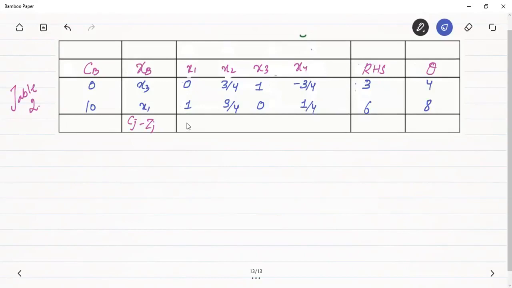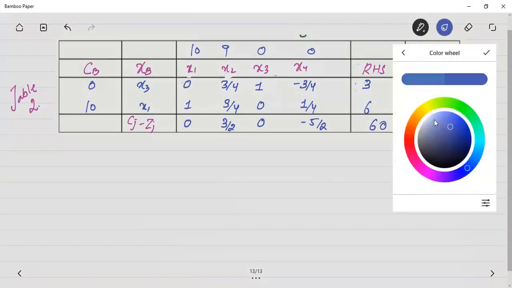चलिए यहाँ पे क्या आया था? CJ minus ZJ. 0. 3/2. 0 और minus 5/2. और 60. 10, 9. Okay, so I have written the second table again.